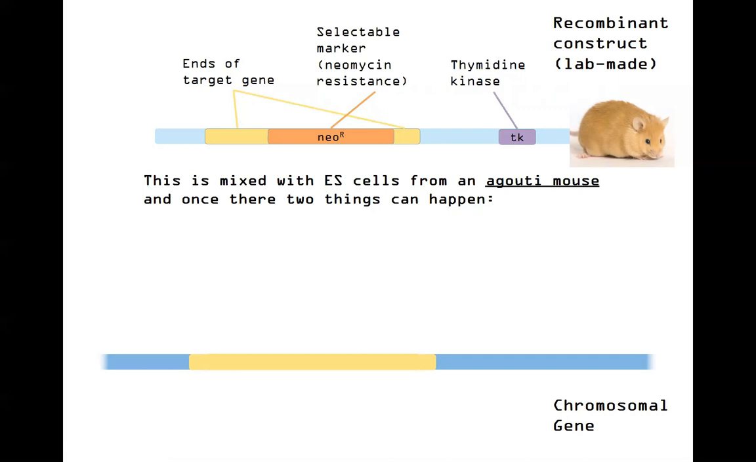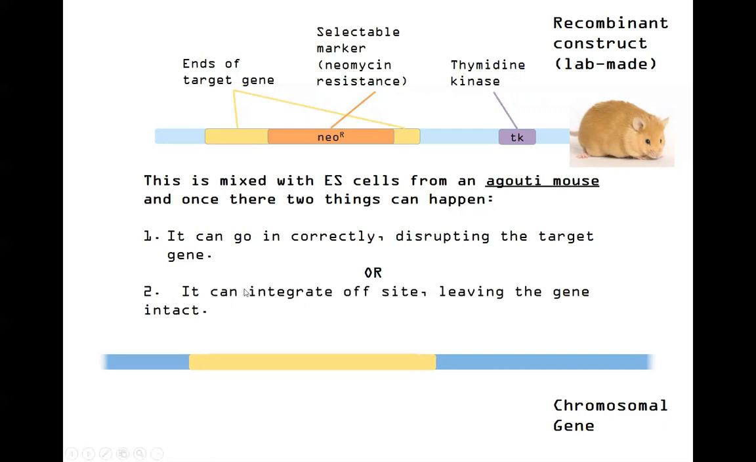We're also going to be kind of adding in some black mice as well. Okay, so what we're going to do is take embryonic stem cells from a mouse that was going to be agouti. Okay, so these again are going to be just one cell embryonic stem cells. And once we've done that, either we will have correct homologous recombination, which will disrupt the target gene, just as we saw in our yeast example, or we can see some off-site integration, leaving the gene intact, okay?